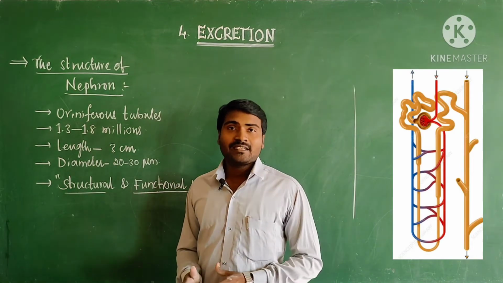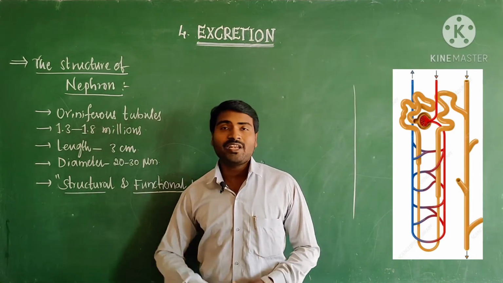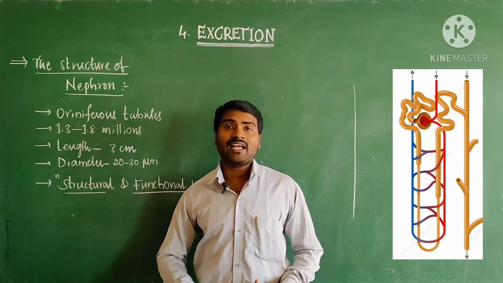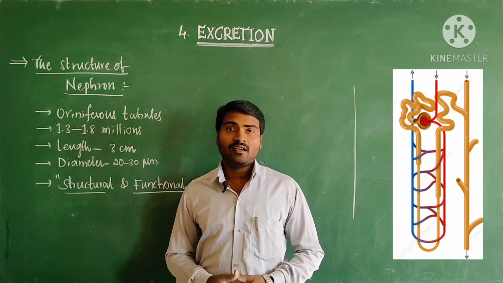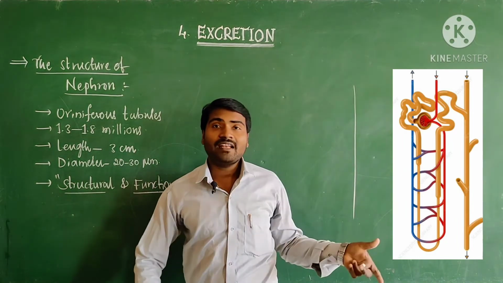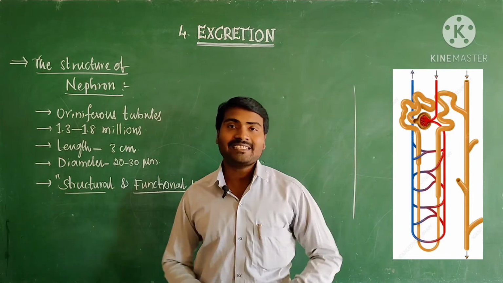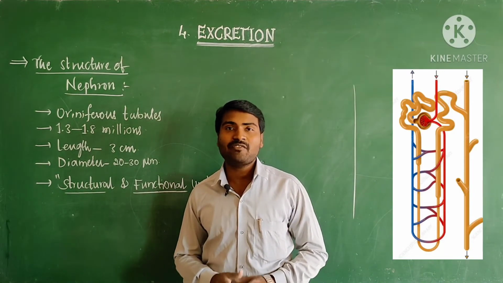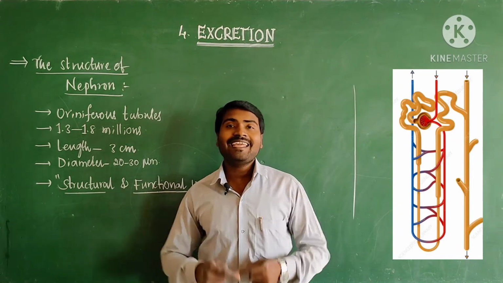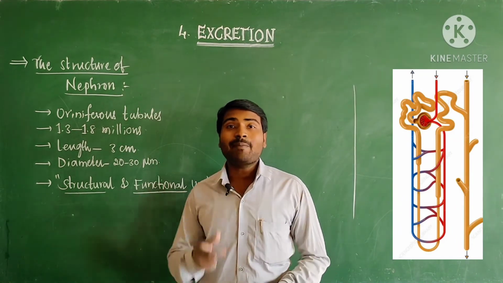As we know, these nephrons are also known as uriniferous tubules. There are 1.3 to 1.8 million nephrons present in each kidney. What is the length of a nephron? Nearly 3 centimeters on average, approximate values. And its diameter is nearly 20 to 30 micrometers.